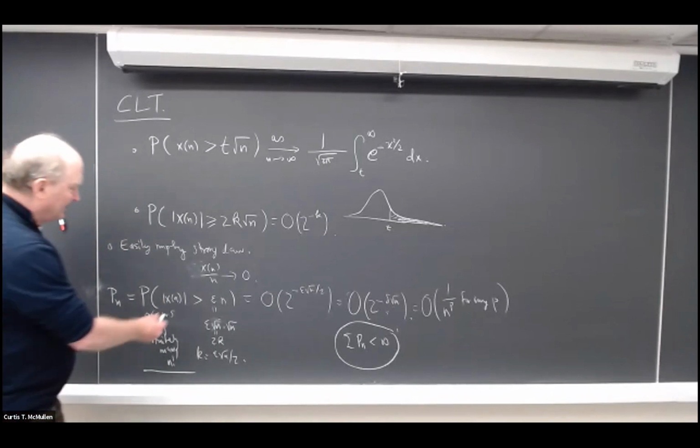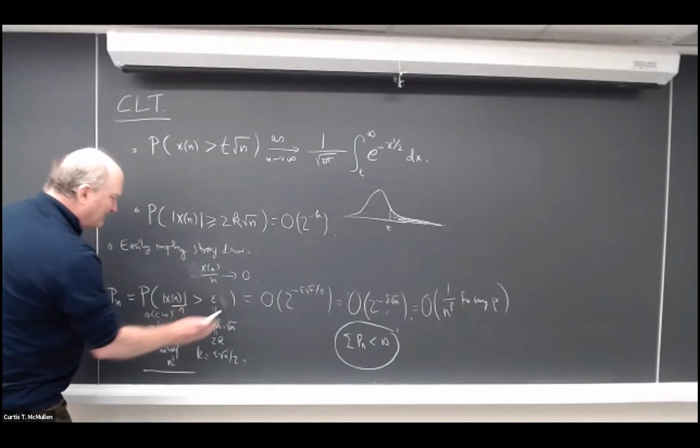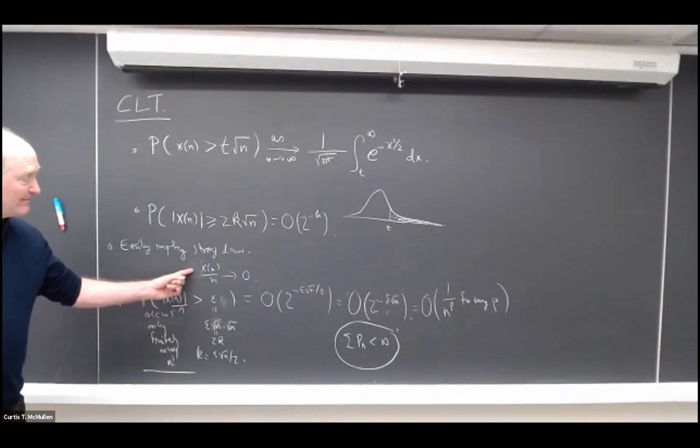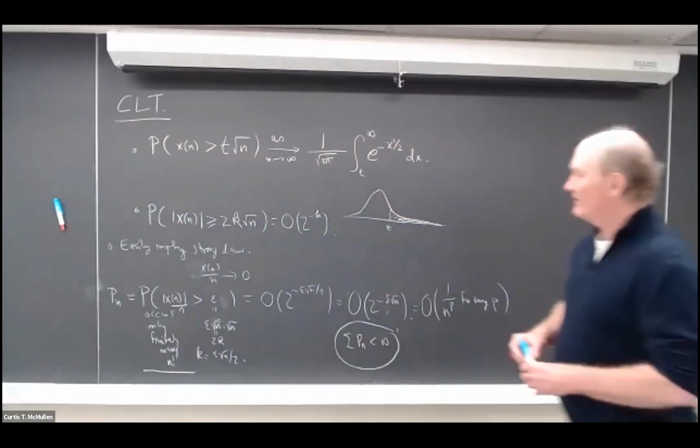So that means that x_n divided by n is bigger than epsilon for only finitely many n. And since epsilon was arbitrary, that implies x_n over n goes to 0. Okay, so that's the proof of the strong law of large numbers.